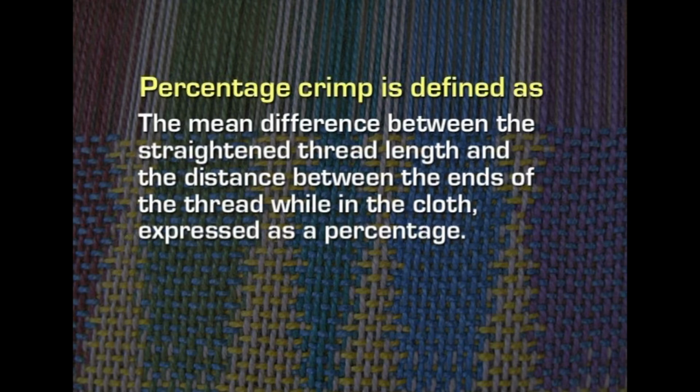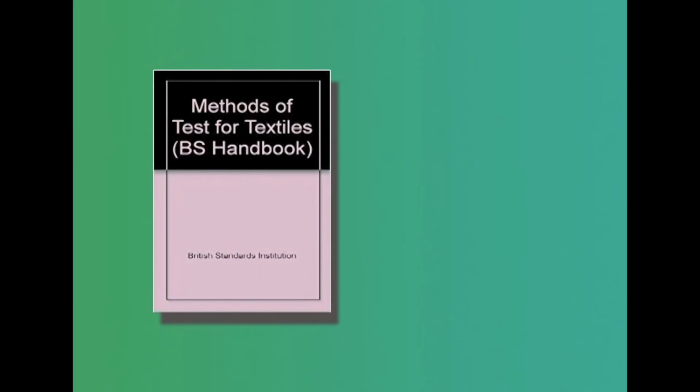expressed as a percentage. From the definition of crimp, two values must be known: the cloth length from which the yarn is removed and the straightened length of the thread. In order to straighten the thread, tension must be applied just sufficient to remove all kinks without stretching the yarn. In practice, it is seldom possible to remove all the crimp before the yarn itself begins to stretch. The standardized tensions are recommended in the BS handbook.